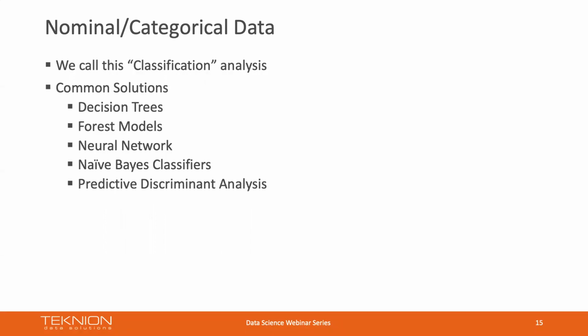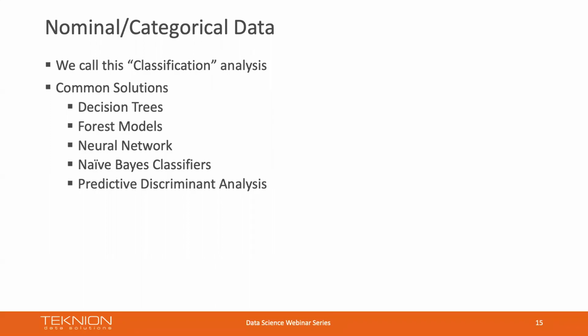All right, so here are some common solutions on this. We can do decision trees, forest models, neural networks, naive Bayes classifiers, even something called predictive discriminant analysis. I'll give a lot of warning about this last one. It's really hard to do, really difficult. And in fact, if you're using a product like Alteryx, we don't even have the ability to do that in there. And we could do it inside of something like R or SAS, but this is predictive discriminant. It's really difficult.